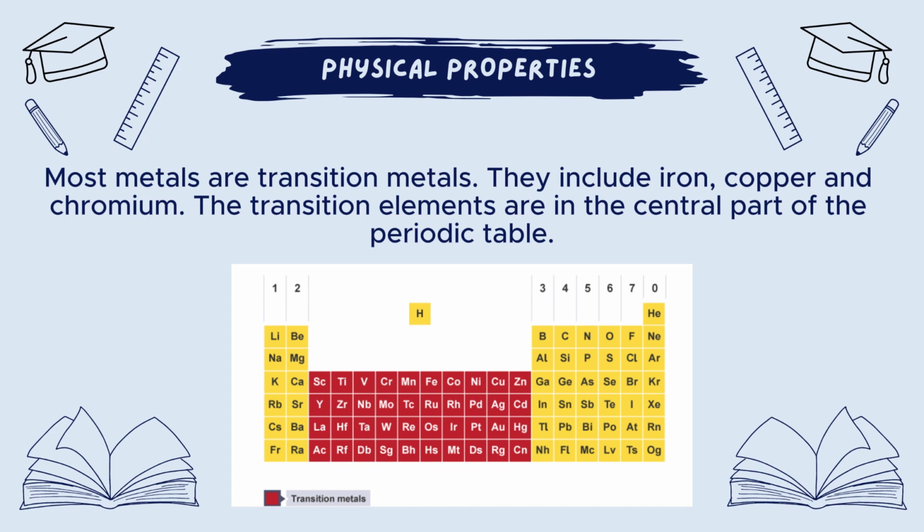Most metals are transition metals. They include iron, copper and chromium. The transition elements are in the central part of the periodic table. In the image they are the red ones.